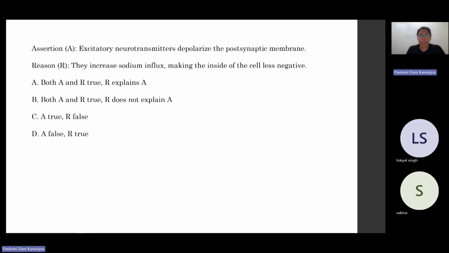People who have been in the sessions before know what questions these are. For people who have joined for the first time, these are questions with two statements. The first statement is a fact, for example. Now the second statement, does it justify the first statement, is what you need to answer. There are four options. So the first statement here is: excitatory neurotransmitters depolarize the postsynaptic membrane. And the reason is: they increase sodium influx, which makes the cell less negative. Read the two statements and tell which inference is correct.